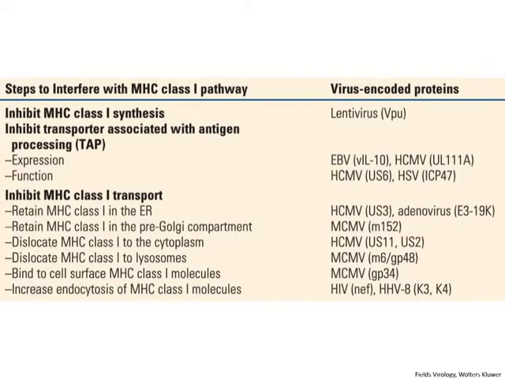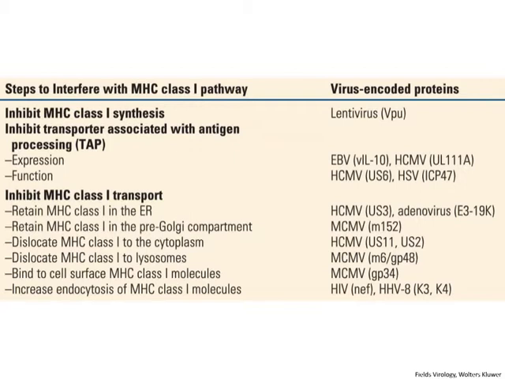So this is a summary of all these interferences with class 1. This is a major target. Viruses have evolved to interfere at just about every step of the class 1 presentation pathway, from class 1 synthesis, that is transcription and synthesis. The transporter associated with antigen processing, TAP, we told you how some of these viral proteins interfere with its function. There are also viral proteins that interfere with its synthesis, so it never even gets there in the first place. And then a whole bunch of proteins that interfere with class 1 transport.